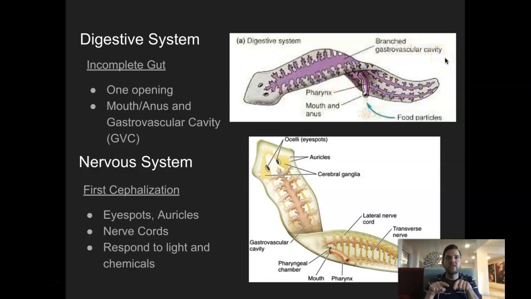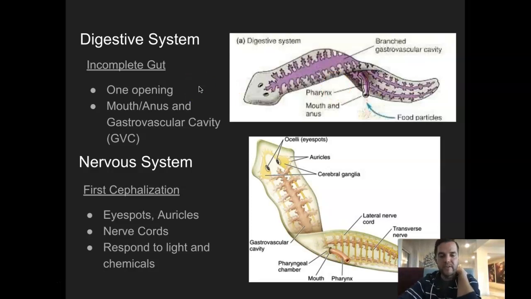In the cnidarians, it just kind of was a big opening on the inside. In flatworms, particularly this style of flatworm, it's going to be more branched throughout the body. And so it's going to be able to actually get increased surface area, get those nutrients out to more cells faster. But still, that incomplete gut, the exact same thing. Mouth and anus going to be exactly the same.